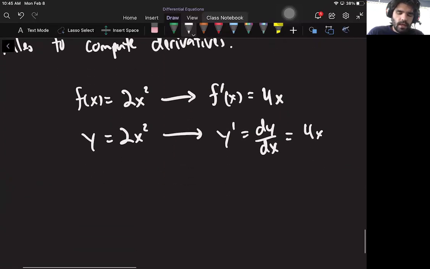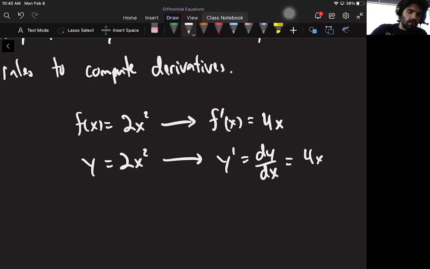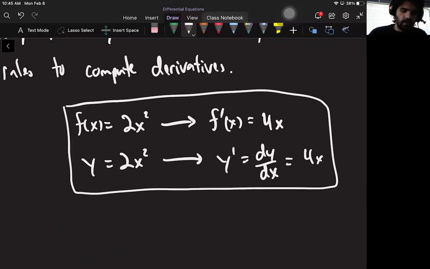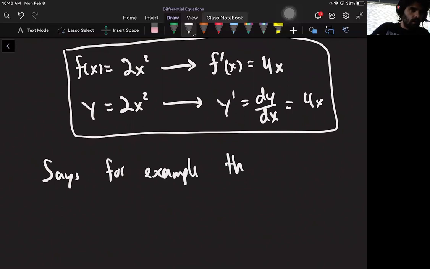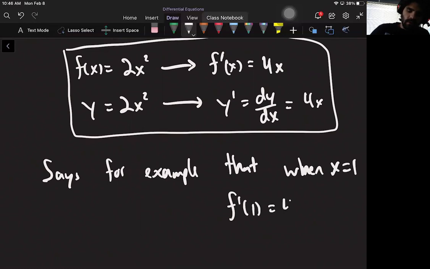But what is this really saying? You probably were really good at calculating and using these rules, but what is this really saying? Well, it says, for example, that when x equals 1, the derivative is 4 times 1, which is 4.